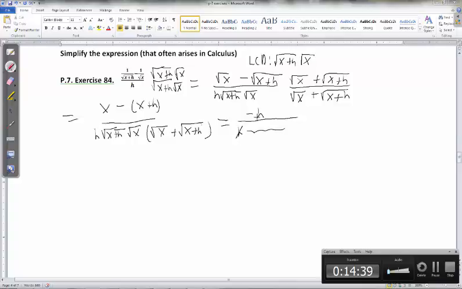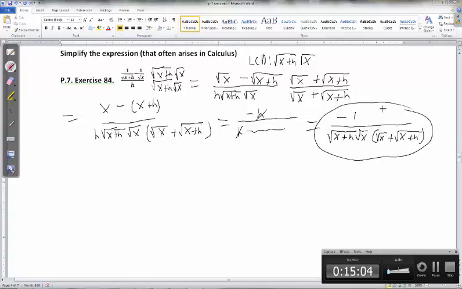The h will reduce. So my final version of this is going to be negative 1 over square root x plus h, times square root x, times, in parentheses, square root x plus square root x plus h. And that's the most I can simplify this type of fractional expression.